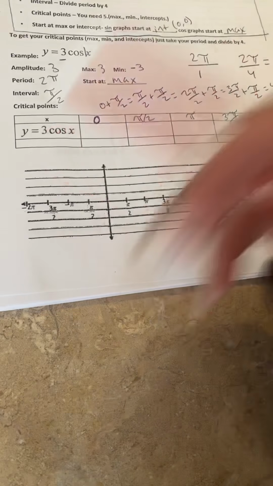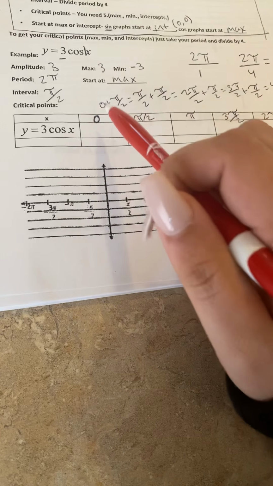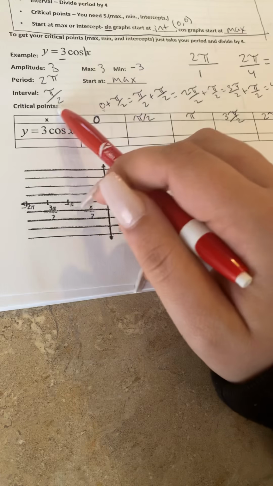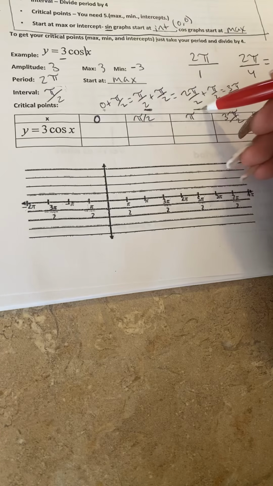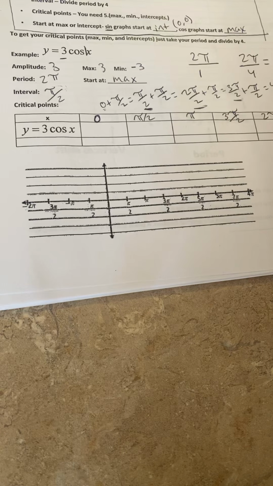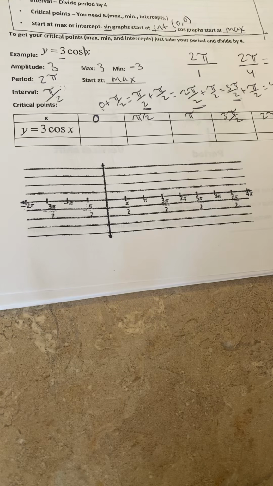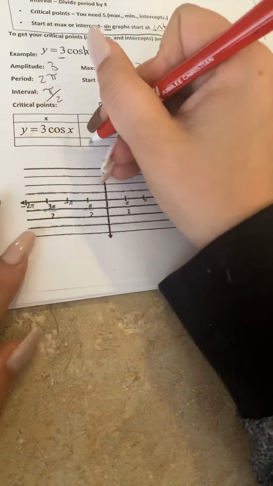Okay, so just to go over what I did here: I took my starting point, 0, and I constantly added by my interval every time. And whatever that equaled out to was my next point. But you always simplify if you can. Okay, now with cosine, like I said, you always start with the max.